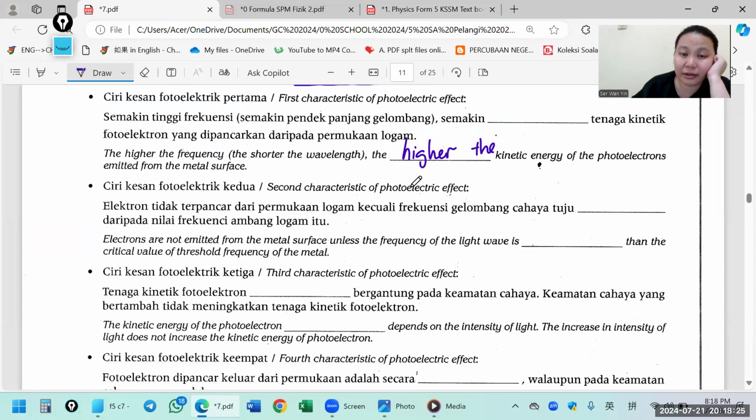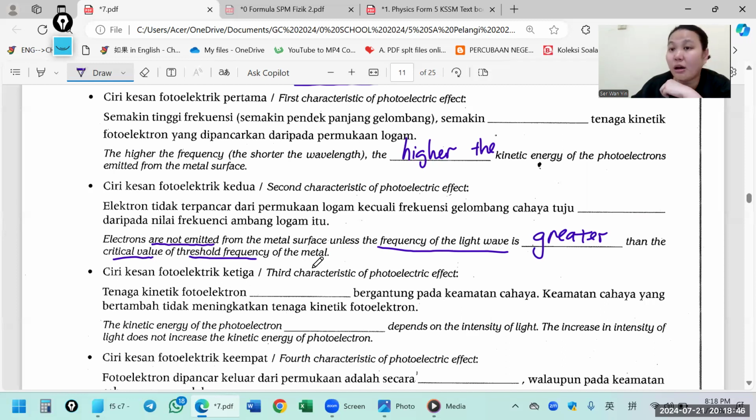Okay, now the second characteristic is electrons are not emitted from the metal surface unless the frequency of the light wave is greater than the critical value, the threshold frequency of the metal.